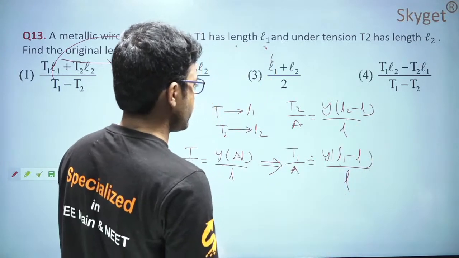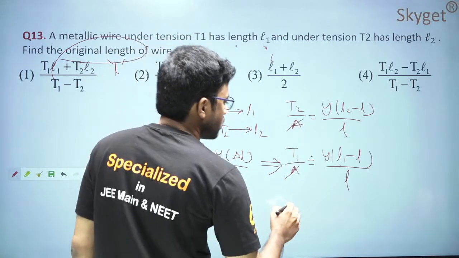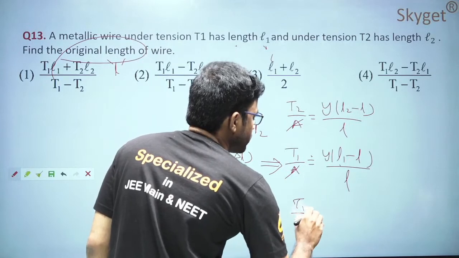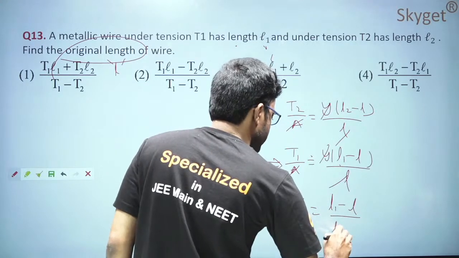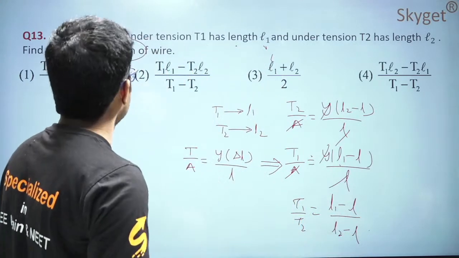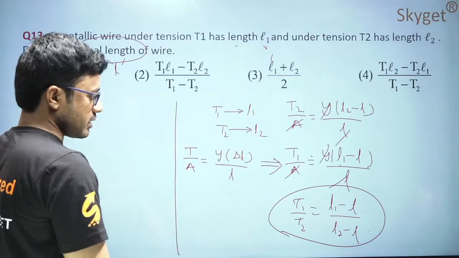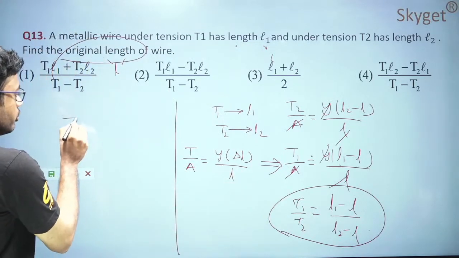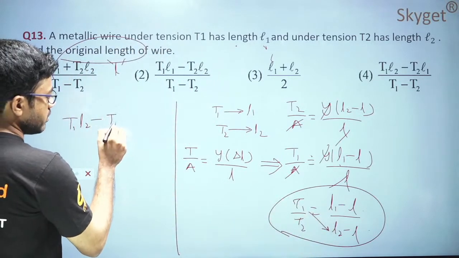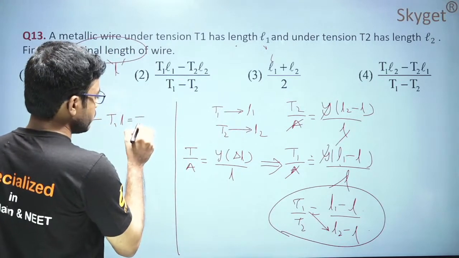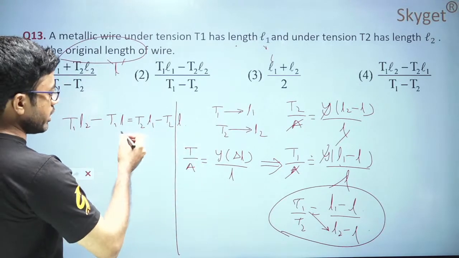If you divide these two equations, what do you get? T1 by T2 is equal to L1 minus L by L2 minus L. He is asking the value of L, so bring all the values of L onto one side. To make that happen, make the cross multiplication: T1 into L2 minus T1 L is equal to T2 into L1 minus T2 L. Now bring all the terms with L onto one side.